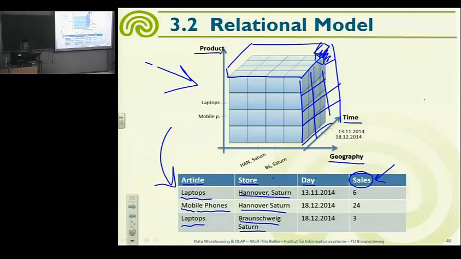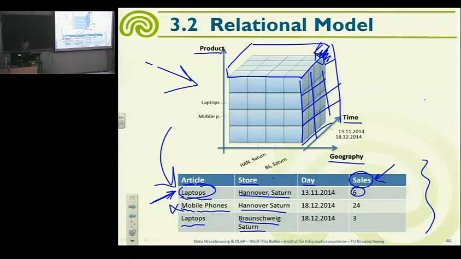Now when you have something like that, and you get one of these analytical queries, well, you have to run it. And we're only working here with one table, which is pretty big. They're not divided into multiple tables, but only one big table. And now, if you want to find the sales of all the laptops that were sold in Hannover Saturn, then you have to go through the table and start doing that by yourself. So here's laptop in Hannover Saturn, mobile phones doesn't fit the bill, and then you start counting that.